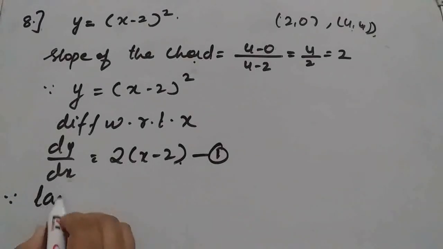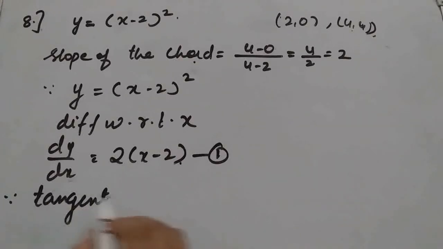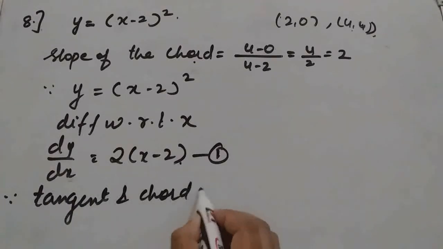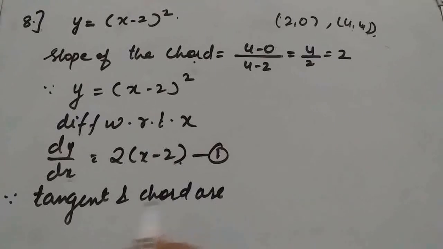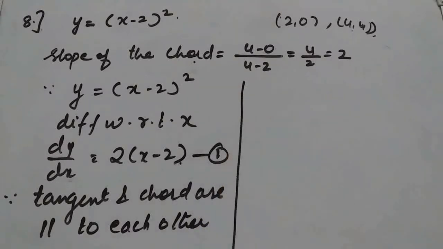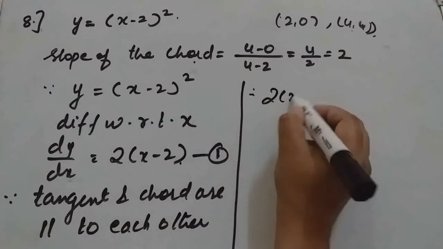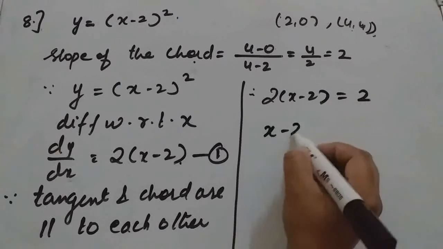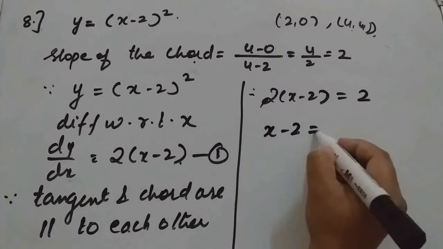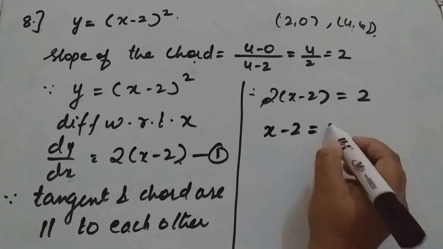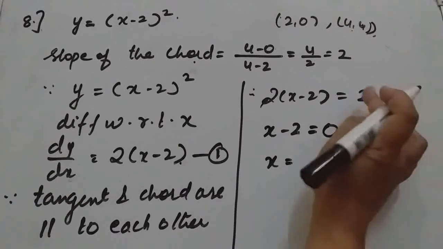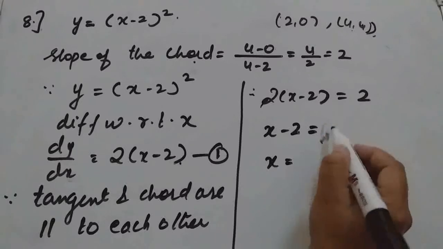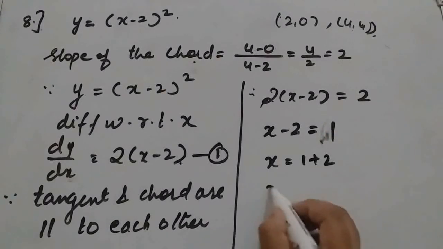Since tangent and chord are parallel, their slopes must be equal. Therefore 2 times x minus 2 should be equal to 2. So x minus 2 equals 1, so x equal to 3.